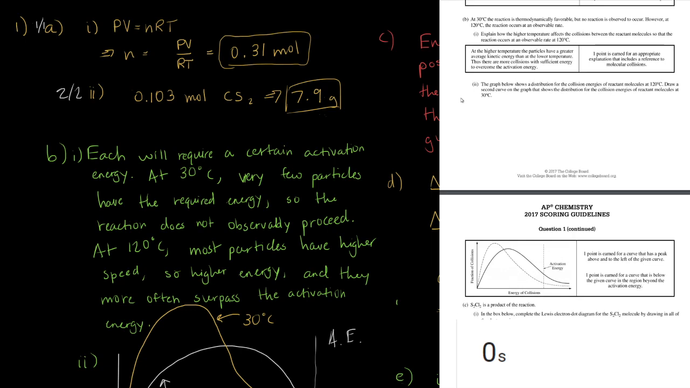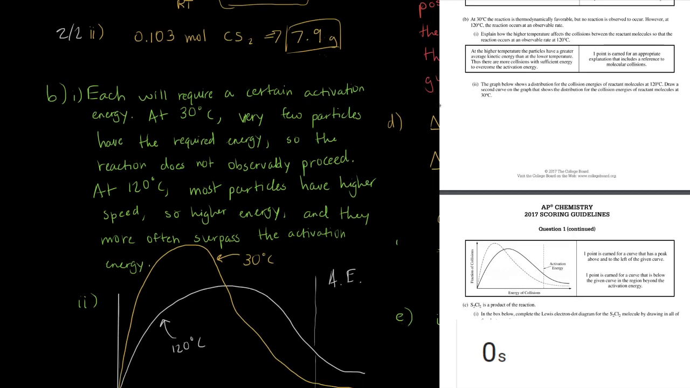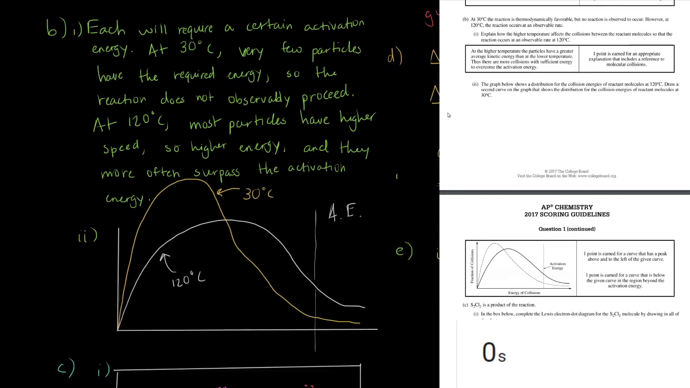Let's go over to part B right here, where we can say, at higher temperature, the particles have a greater average kinetic energy than at lower temperature. There are more collisions with sufficient energy to overcome the activation energy. Okay, so all we need is an appropriate explanation with a reference to molecular collisions. We said each will require a certain activation energy. At 30 degrees Celsius, very few particles have the required energy, so the reaction does not observably proceed. At 120 degrees, most particles have higher speed, so higher energy, and they more often surpass the activation energy.